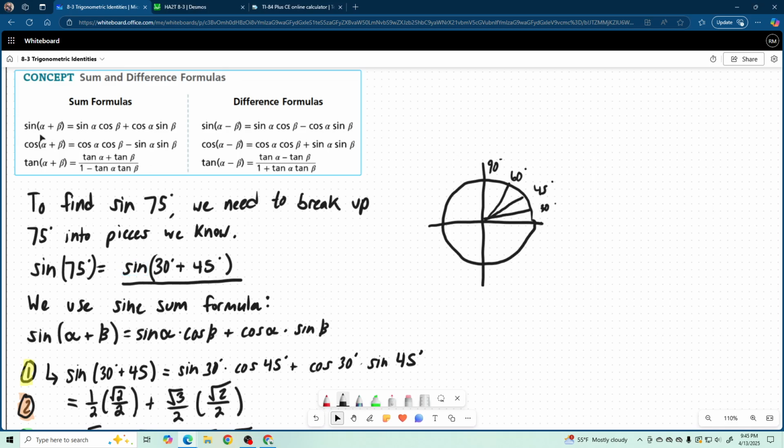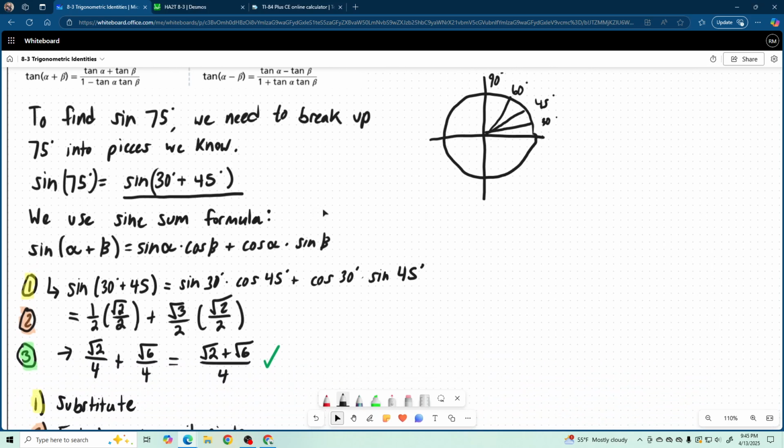If we look at our formula, we have sine of alpha plus beta equals sine of alpha times cosine of beta plus cosine alpha sine of beta. And what this is saying is alpha is just going to reference our first number, which we're going to choose as 30, and beta is going to reference our second number. So this is sine of 30 cosine of 45 plus cosine of 30 sine of 45, right? We're just kind of plugging these things in.